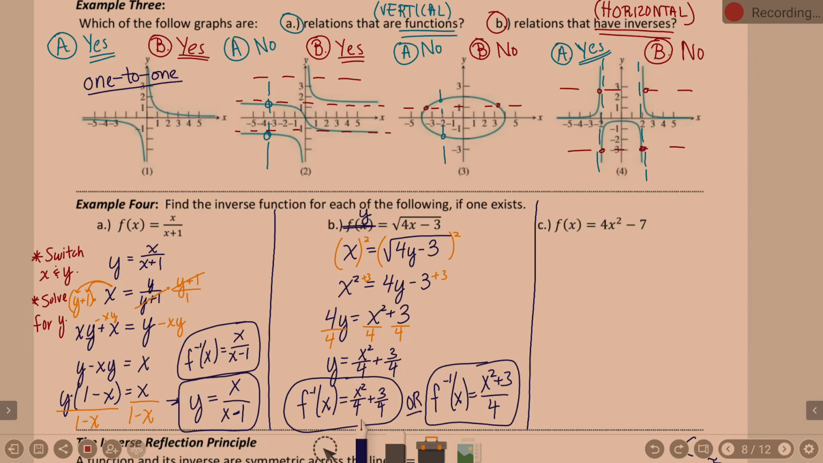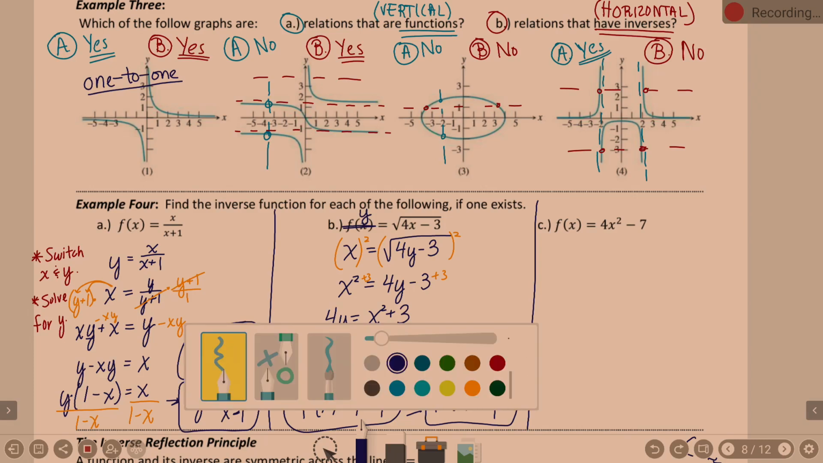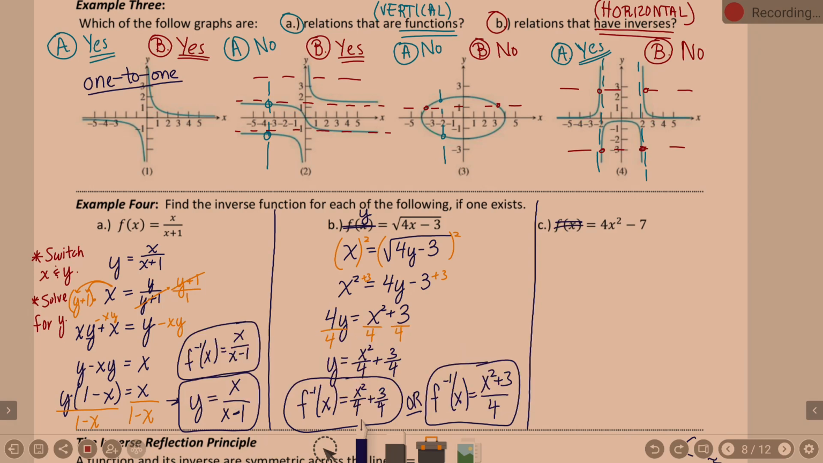Are you guys ahead of me already? F of x is the same as y. To find the inverse, what's step 1? Take your x and y and switch. So instead of y equals, x equals. Instead of 4x squared minus 7, 4y squared minus 7.